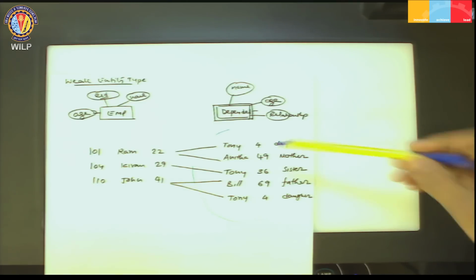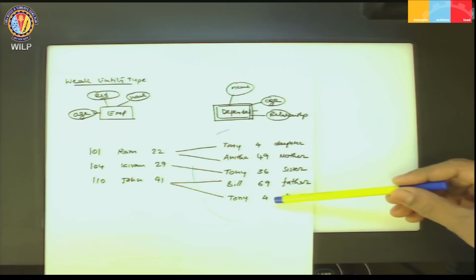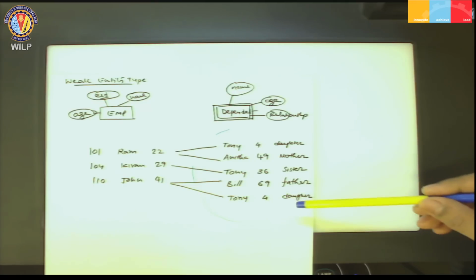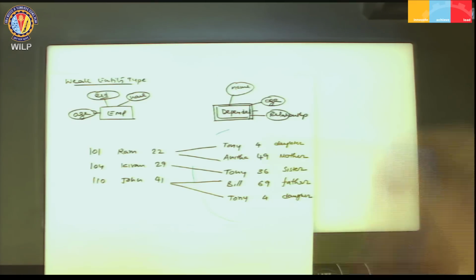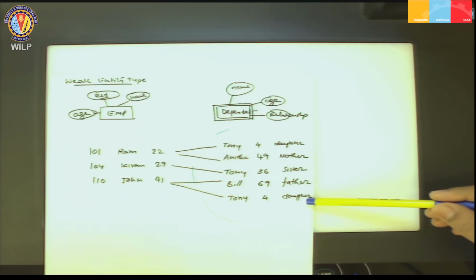For example, the first Tony with 4 years, who is the daughter of Ram, and then another Tony with the same 4 years, who is the daughter of John, that is possible. So the age attribute cannot become a key for the entity type dependent. And can I make the relationship the primary key? It is not possible, because the same relationship may exist for different dependents with their owners. Similarly, Tony is the daughter of Ram, and similarly Tony is the daughter of John. So that will not provide unique identification for the entities in the entity type.